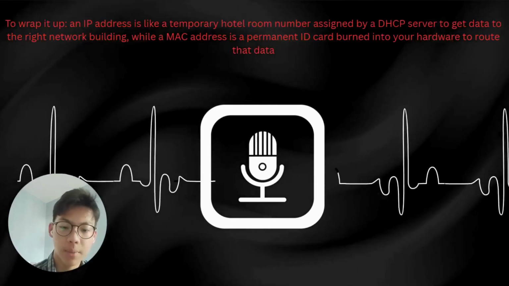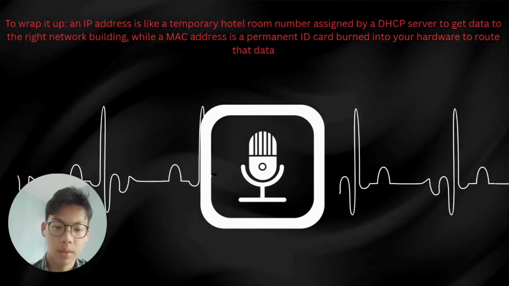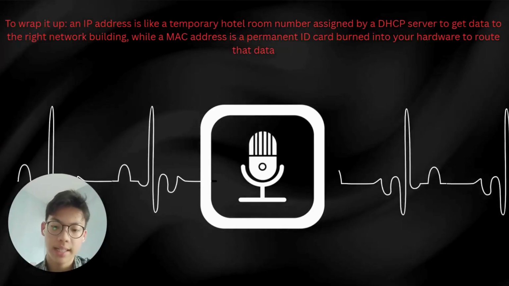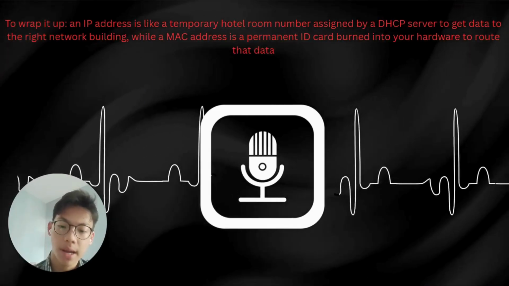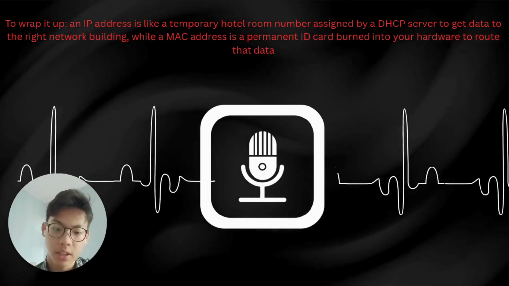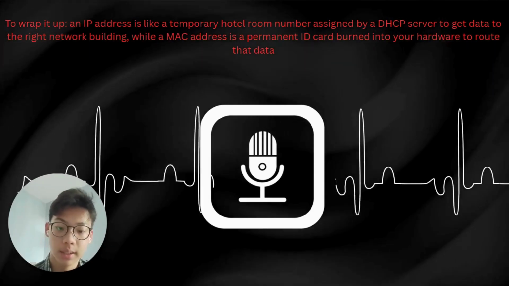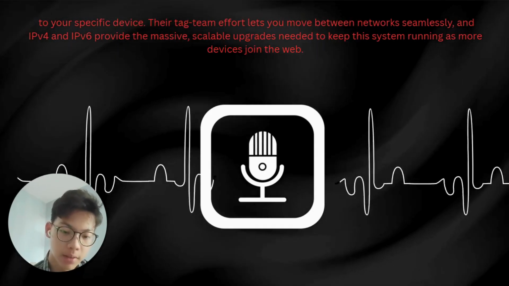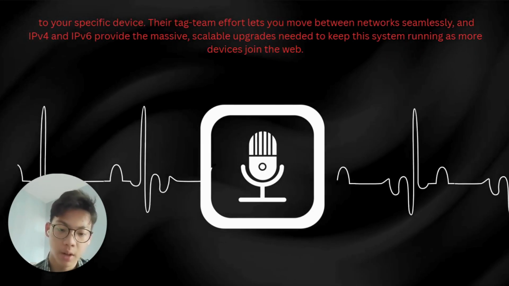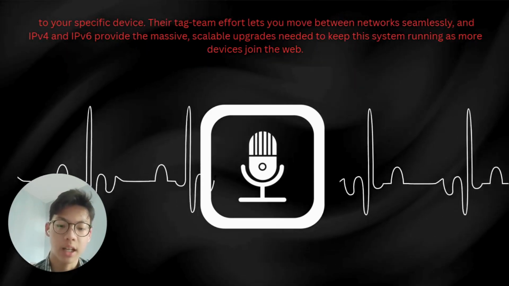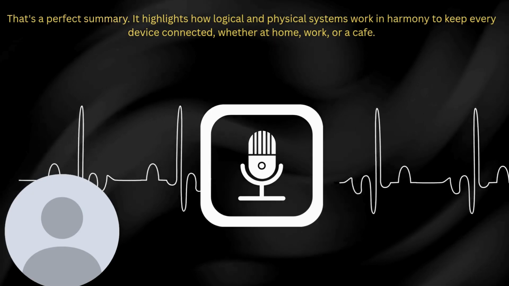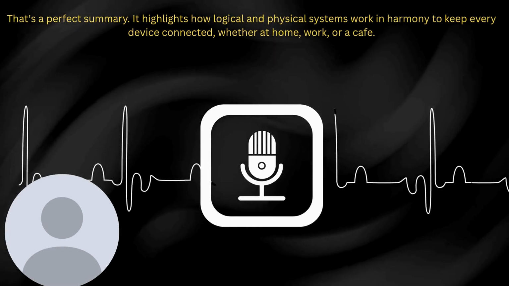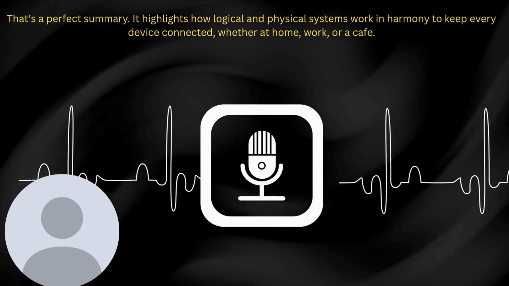To wrap it up, an IP address is like a temporary hotel room number assigned by a DHCP server to get data to the right network building, while a MAC address is a permanent ID card burned into the hardware to route that data to a specific device. The tag-team effort lets you move between networks seamlessly, and IPv4 and IPv6 provide the massive scalable upgrade needed to keep the system running as more devices join the web. Summary, it highlights how logical and physical systems work in harmony to keep every device connected, whether at home, work, or a cafe.